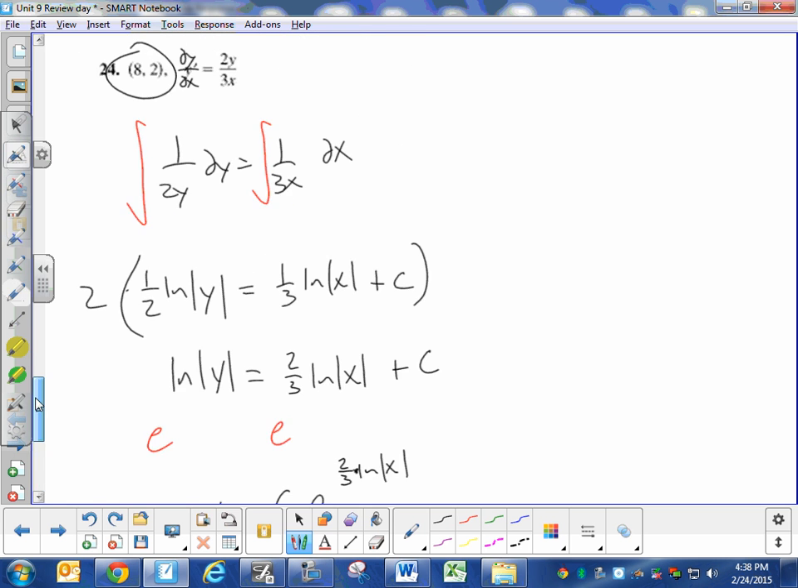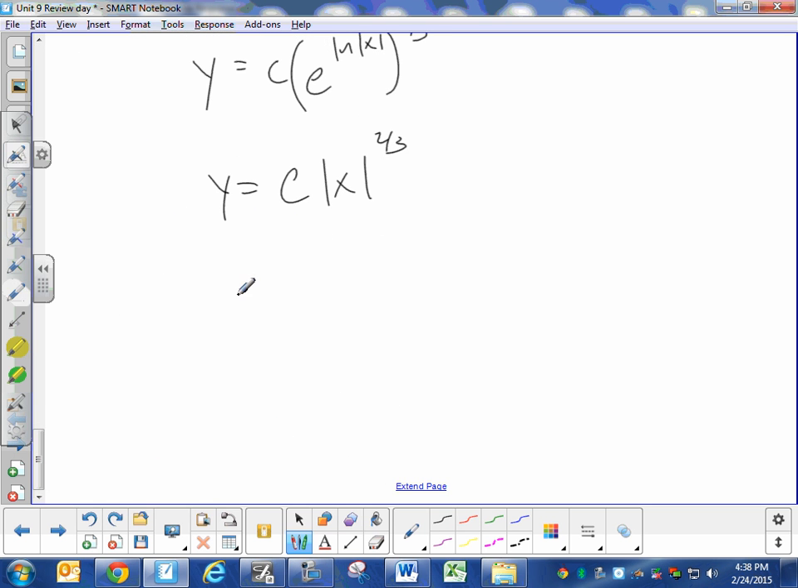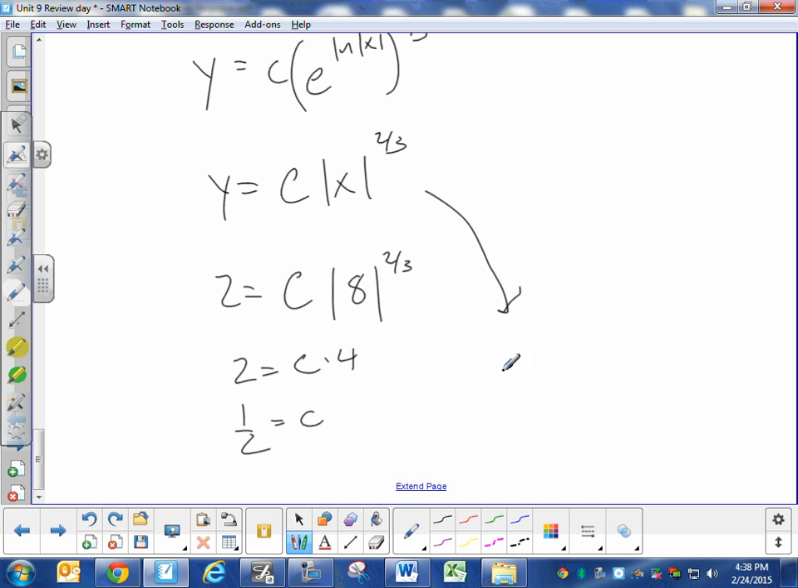I was told I have the point (8, 2). Well, I can plug in 2 and 8. Absolute of 8 is just 8. 8 to the 2/3: the cube root of 8 is 2, squared is 4, so I get 2 is equal to c times 4. C is a half. Giving me my particular solution, y is equal to 1/2 absolute x to the 2/3.